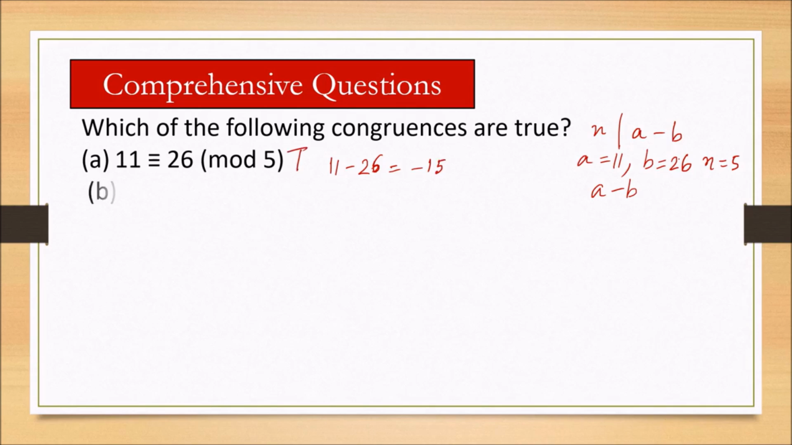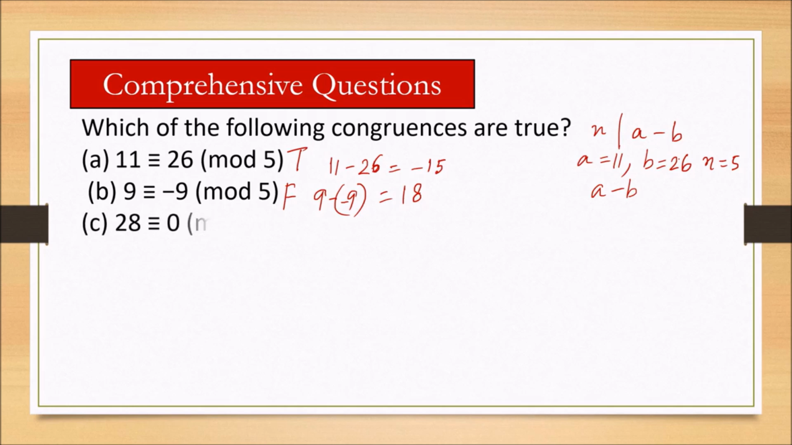Next question. 9 is congruent to negative 9 modulo 5. So 9 minus negative 9 will be 18. Is it divisible by 5? No. So this is false. Next, 28 is congruent to 0 modulo 7. Yes, 28 minus 0 is divisible by 7, so it is true.